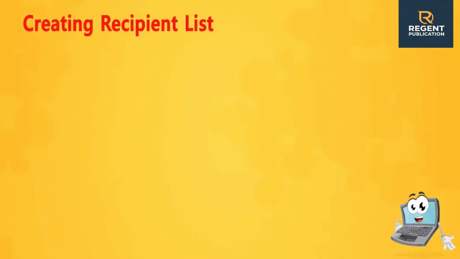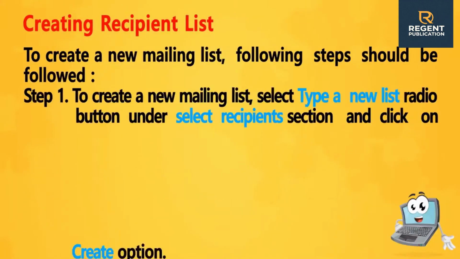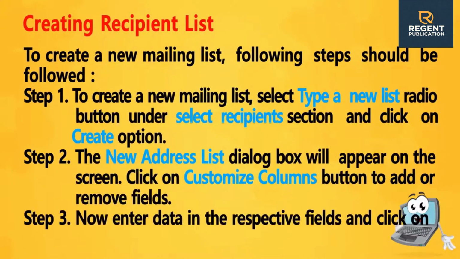Creating recipient list. To create a new mailing list, the following steps should be followed. Step 1. To create a new mailing list, select the Type a New List radio button under Select Recipients section and click on the Create option. Step 2. The New Address List dialog box will appear on the screen. Click on the Customize Columns button to add or remove fields. Step 3. Now enter data in the respective fields and click on the New Entry button.